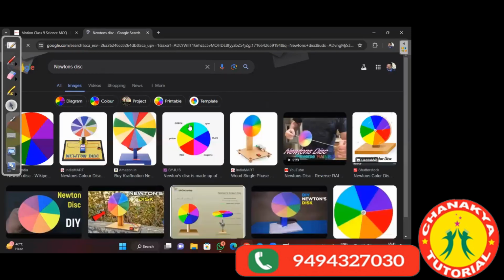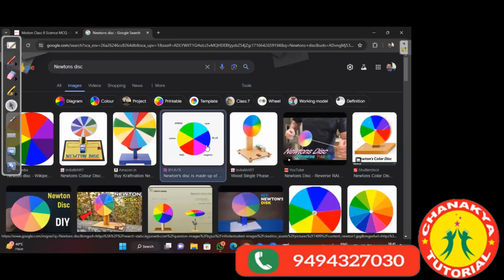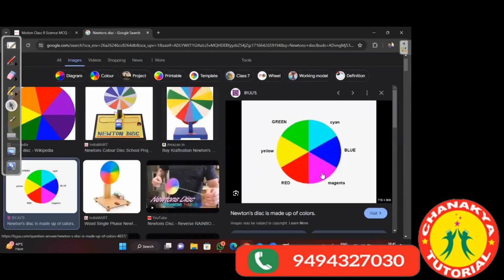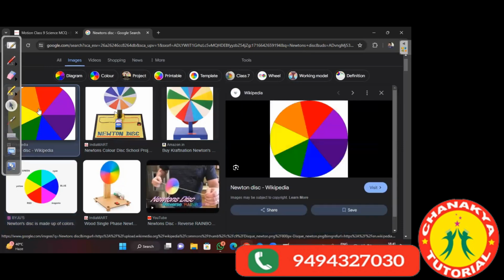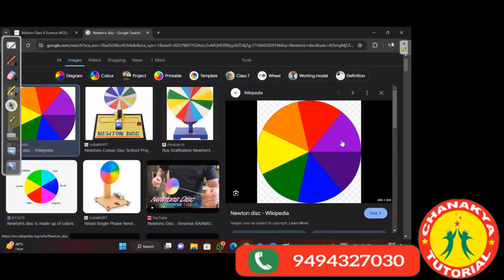See, this is your Newton's disk. Also the color wheel. You have all the colors, which are your 7 colors. Starting from violet, indigo, blue, green, you have all the colors. So this is your spectrum, not this one. This is actually your spectrum. Violet, indigo, blue, green, yellow, orange, and red. So these are the 7 colors.